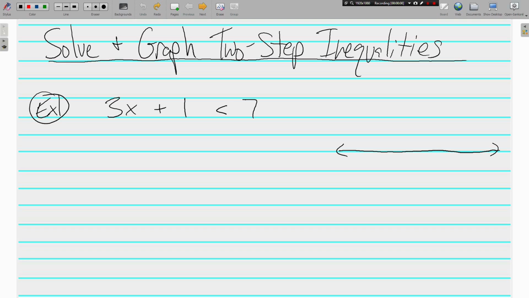We have solved two-step equations. We can solve two-step inequalities, no big deal. We have graphed inequalities. It's not going to be any different. Just putting a few things that we already know how to do together.